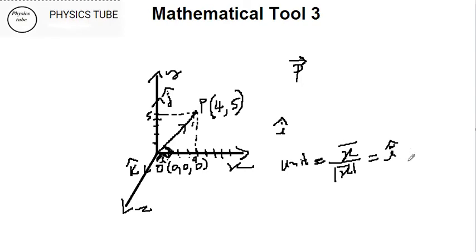Now, suppose I want to denote this. Along x-axis I have 4, along y-axis I have 5. I want to denote this in vector notation. So what I'll do, I'll write in equation form 4i plus 5j. This is my exact notation of the P vector. This is the P vector now in this direction from origin.